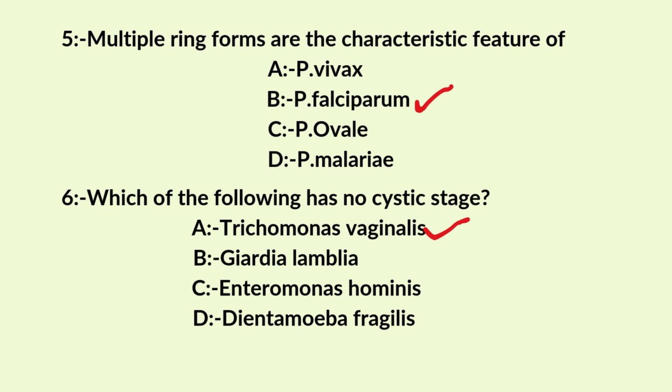Next question, which of the following has no cystic stage? Options: Trichomonas vaginalis, Giardia lamblia, Enteromonas hominis, Dientamoeba fragilis. Answer is option A, Trichomonas vaginalis. So Trichomonas vaginalis has only one form, that is the trophozoite. All the others have a cystic stage: Giardia, Enteromonas, Dientamoeba, all of these have a proper cystic stage.